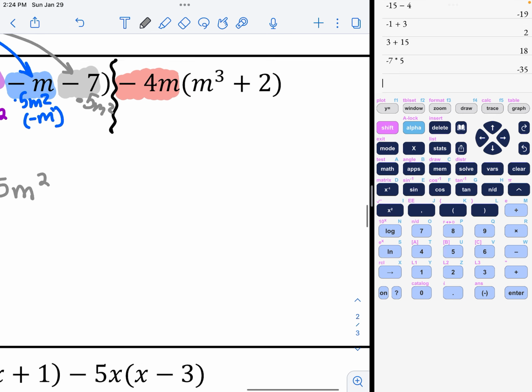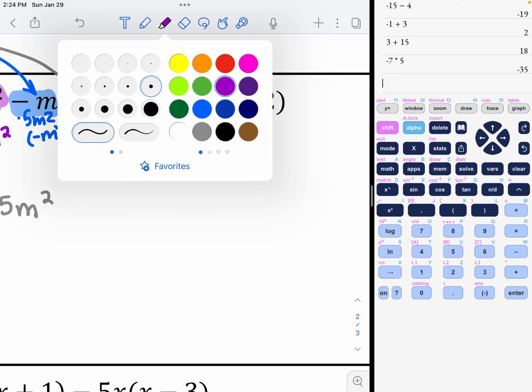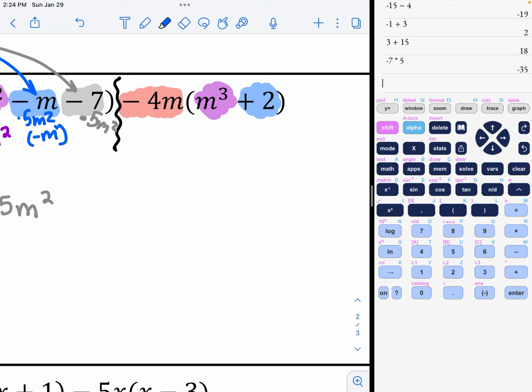Let's take a look at this one. Looks like I'm only going to have two distribution arcs on this side, one here and one here.